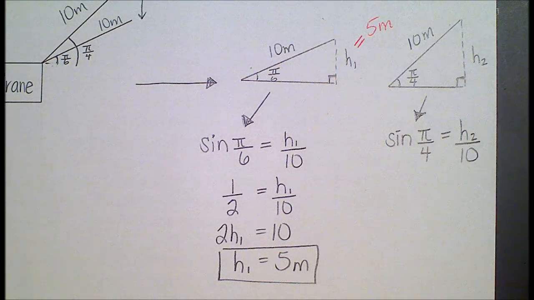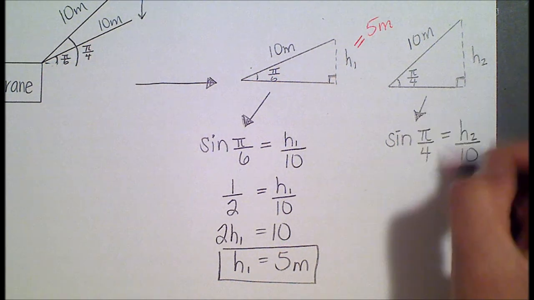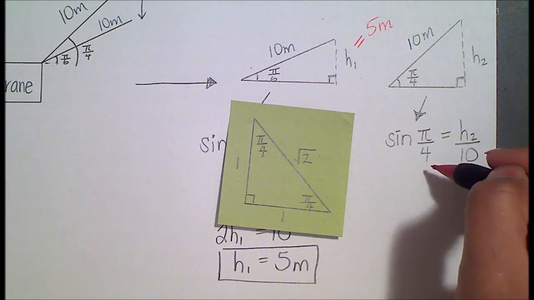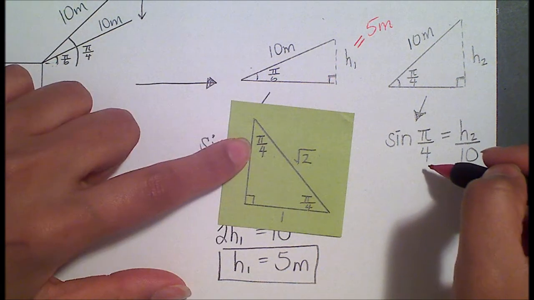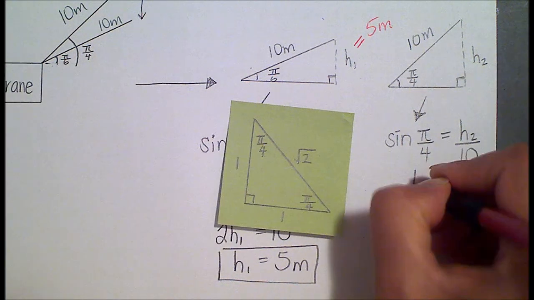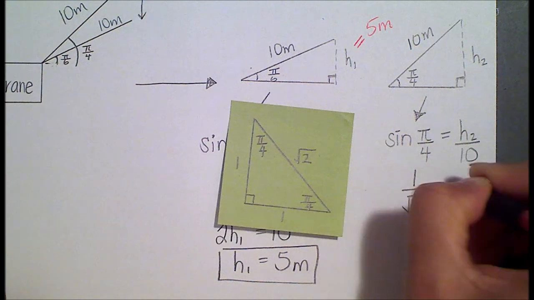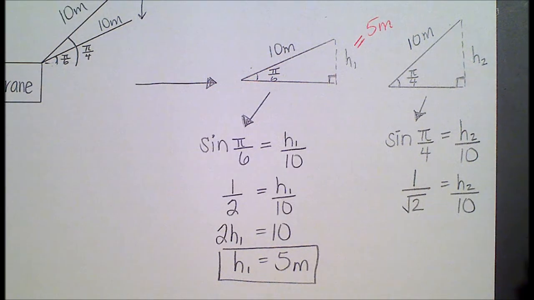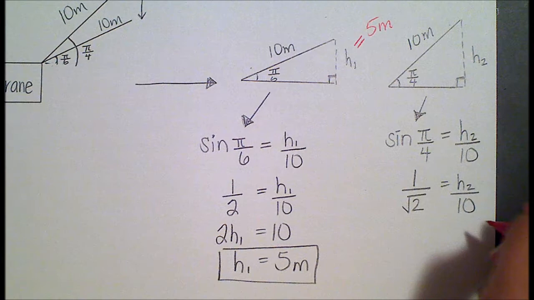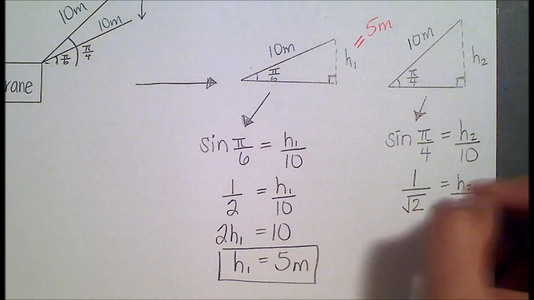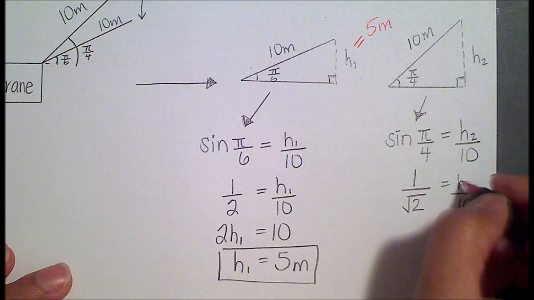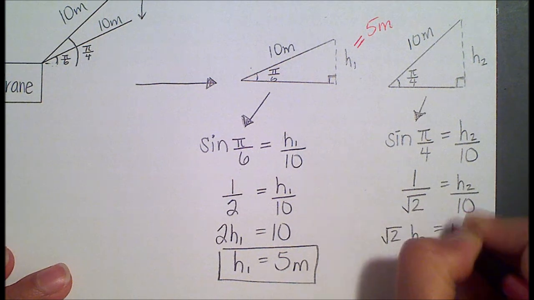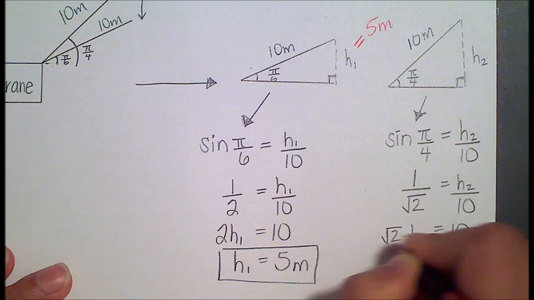And again, in order to get rid of this ratio, I can use my special triangle, and I can find the exact value of sine of pi over 4. And the exact value of that is 1 over root 2, so opposite over hypotenuse. And then the right side is the same still. And now all I need to do is to solve a proportion. So cross multiply and solve for the height. So if I cross multiply, I get root 2 times h2 equals 10. Divide both sides by root 2.